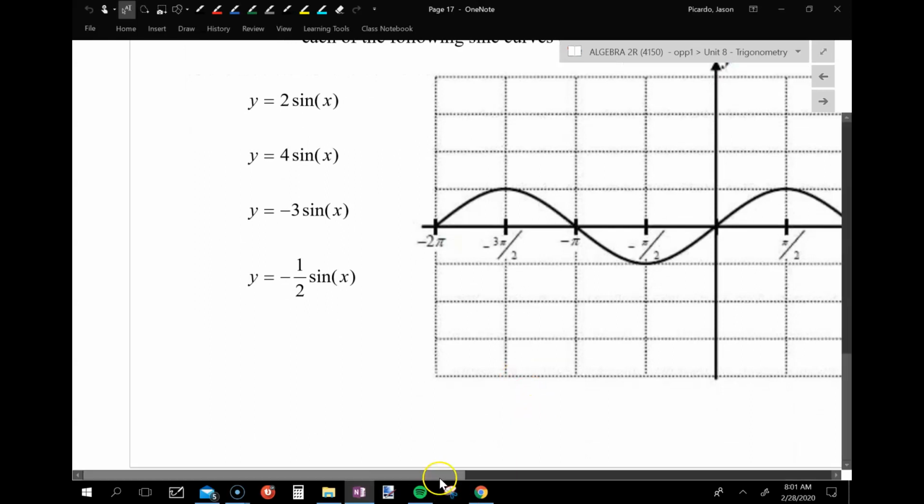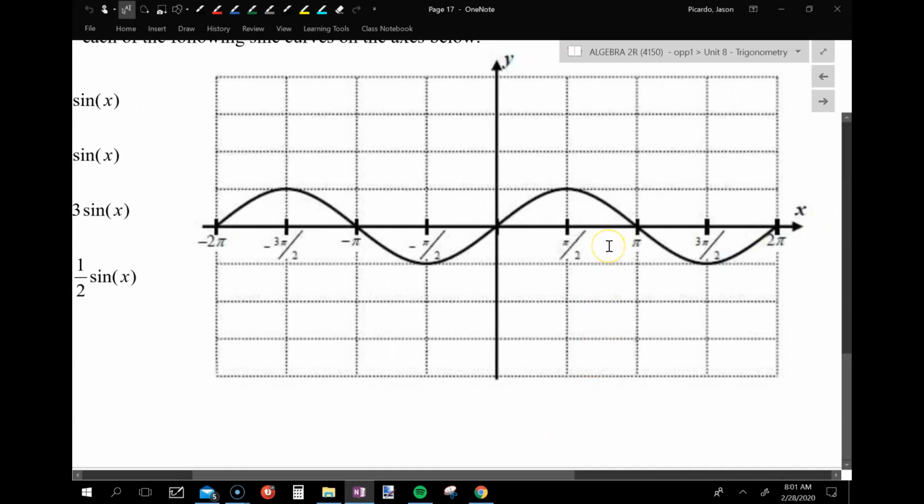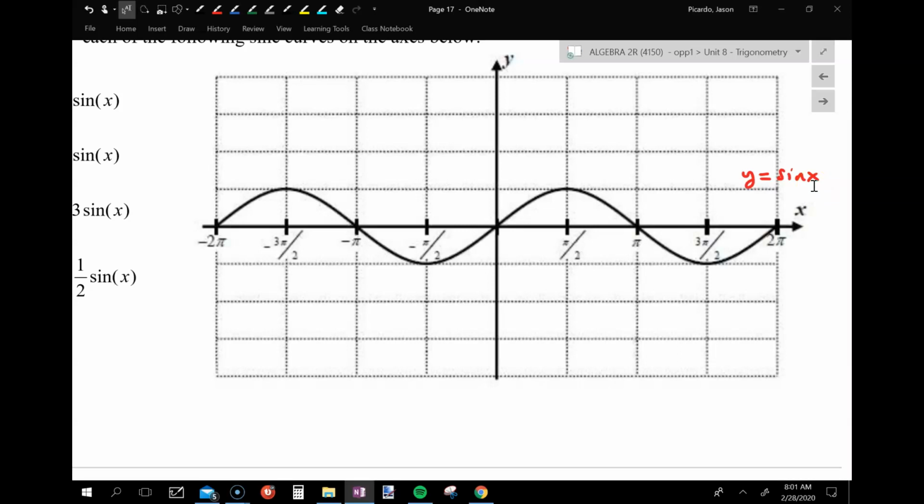So, looking at this graph, right? What is the height of this graph? Height. How tall is it? How tall is it? 2. So what's the amplitude? 1. And that makes sense because isn't this just an example of sine? What's the number in front of sine? A 1, because what's there? Nothing. Okay?